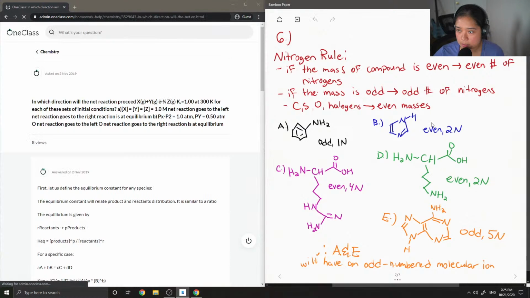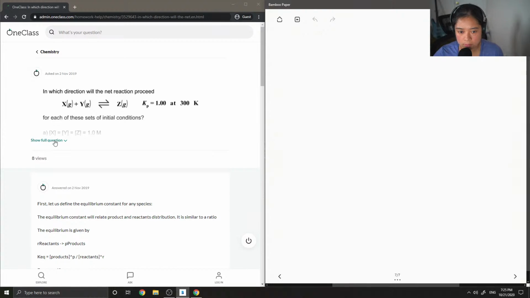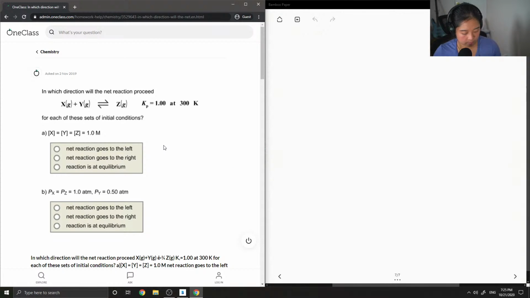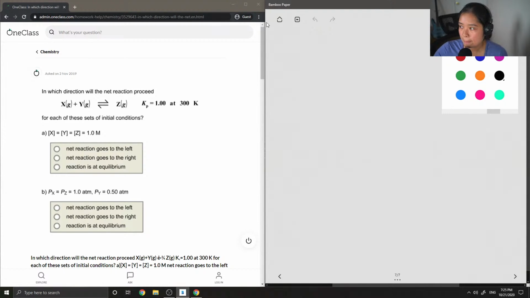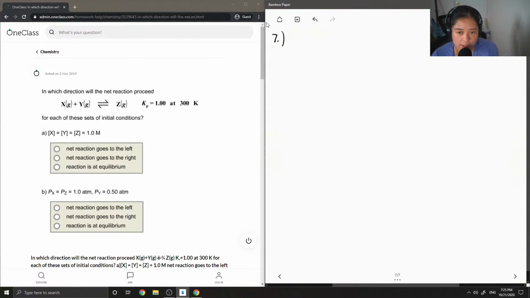Okay, so let's go to question number 7. In which direction will the net reaction proceed for each of these sets of initial conditions? So we have a condition where all of the concentrations are the same. And then for B, we have the same pressure for X and Z, but a different pressure for Y.